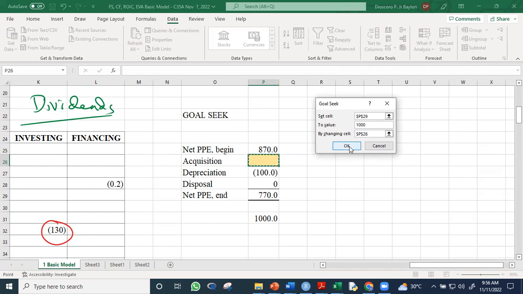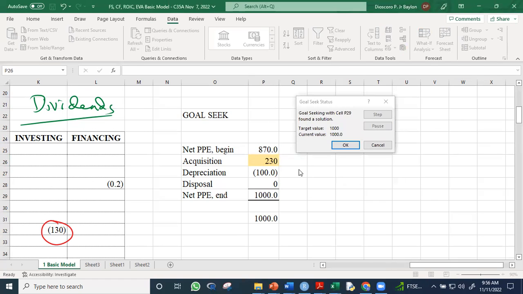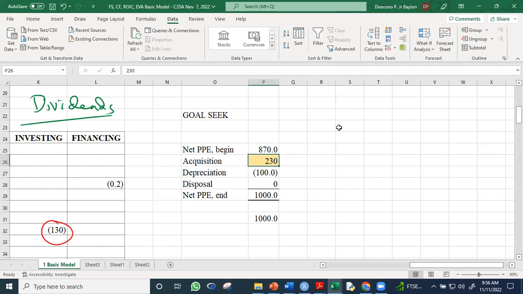Okay, let me just copy this for a while. It should be by changing this cell. Okay. All right. So notice that our model began computing. Okay, and we're correct. It's 230. The acquisition value is 230.